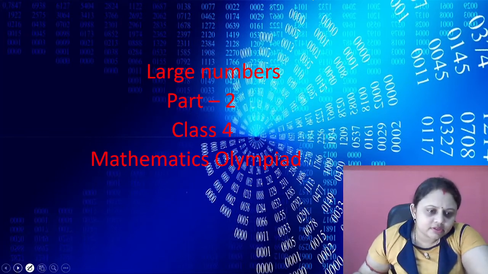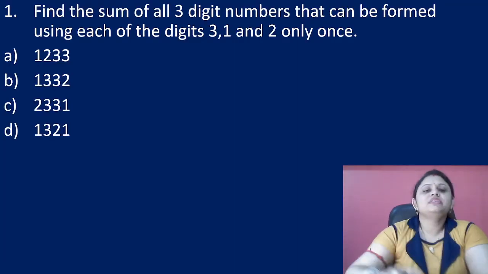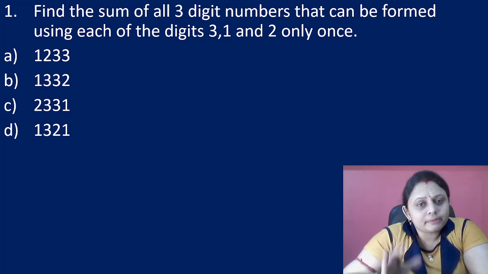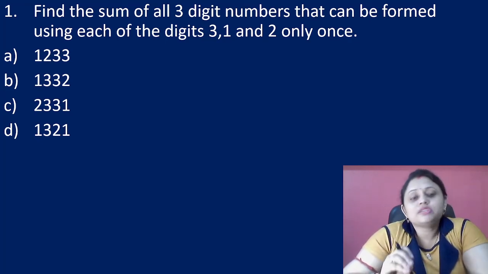What is our first question? Find the sum of all 3-digit numbers that can be formed using each of the digits 3, 1 and 2 only once. First we have to write all the numbers that can be formed using the digits 3, 1, 2 only once. Okay, for that what we have to do?